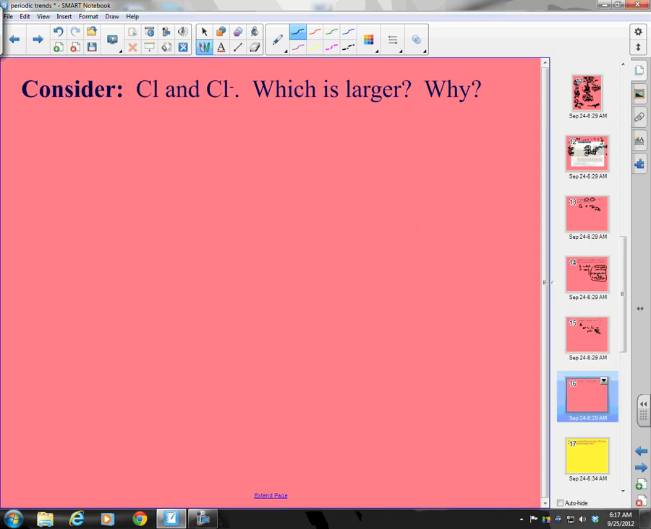Good. What about chlorine versus, what's that little minus there? That means an electron was added. It's chlorine versus chloride. Which is bigger? My chloride is always bigger. Why? It has more electrons and the same nucleus. Since it has more electrons, it actually has a smaller effective nuclear charge. Okay? Any questions about that?